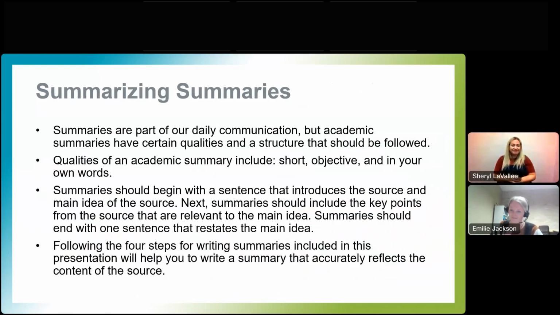Okay, let's summarize summaries. So summaries are part of our daily communication. We do them all the time, whether we realize this or not. But an academic summary should have certain qualities and a structure. So the qualities include short, objective, and in our own words. Summaries should begin with a sentence that introduces the source and the main idea. They should include the key points from the source that are relevant or directly connected to that main idea, and summaries should end with one sentence that restates the main idea. Following the 4 steps for writing a summary, which includes reading, identifying the main idea, highlighting or crossing out, writing that first sentence, and then filling in the details, will help you write a summary that accurately reflects the content of the source.